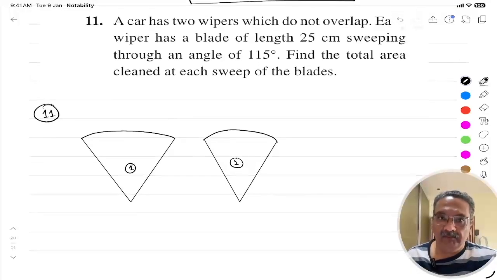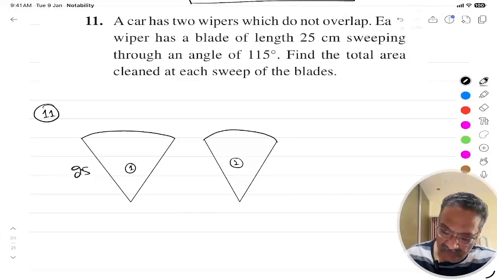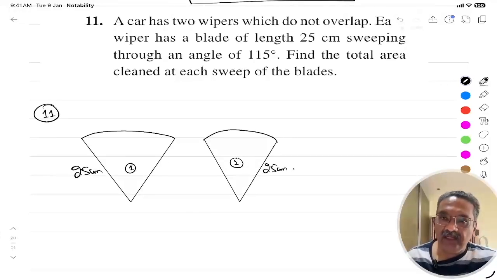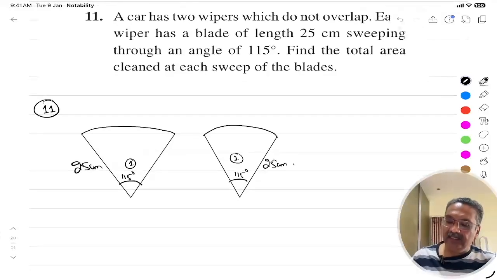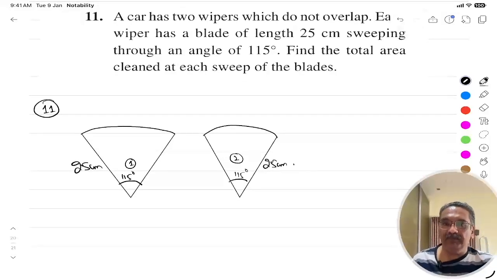Okay, blade length is how much? 25 centimeters. Through an angle of 115 degrees. So this is given to be 115 degrees. Now the total area cleaned at each sweep of the blade.